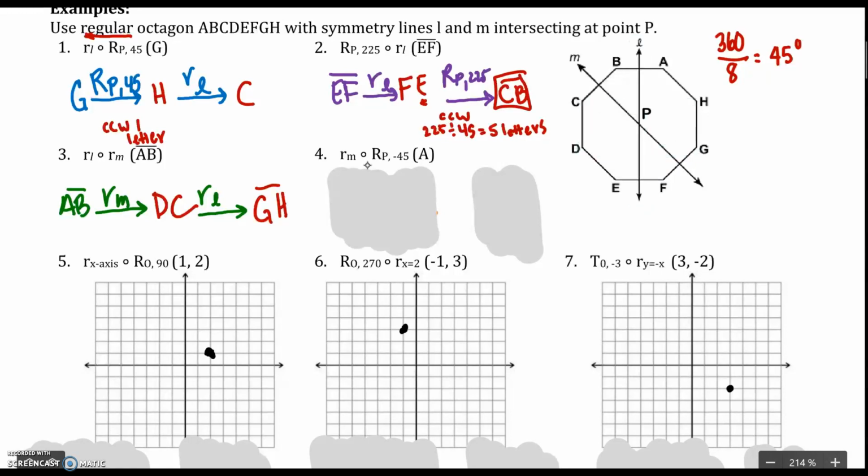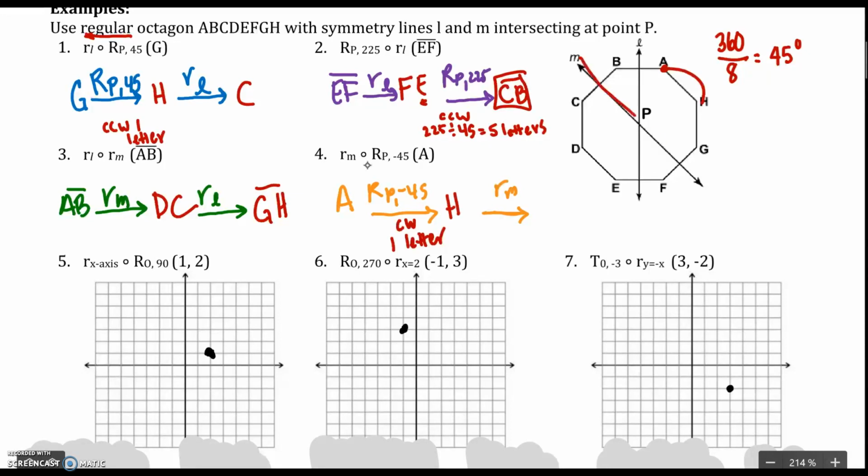And then for number 4, first the rotation and then the reflection. So we're starting with point A. This is negative, so we're going clockwise, and it's only one letter because there's 45 degrees between each letter. So that would land on H. And then H reflected over line M, perpendicular straight across it, would land on E.